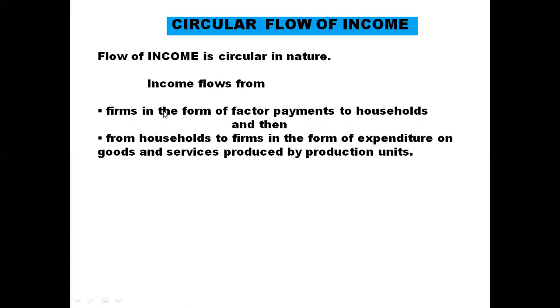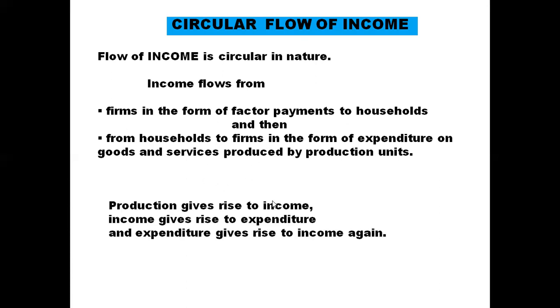So first, what happens? Income flows from firms in the form of factor payments. When firms are employing laborers, they are giving wages to the households, and the households are spending these wages and giving them to firms in order to buy goods and services from the producers. So this process goes on and on.